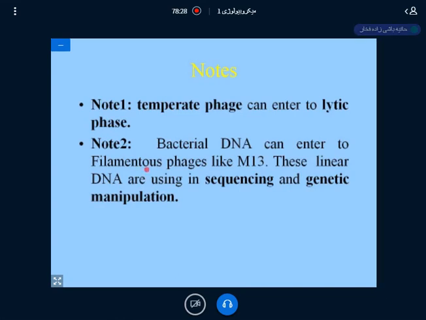Note, temperate phage can enter the lytic phase, and bacterial DNA can enter filamentous phage like M13. These linear DNAs are used in sequencing and genetic manipulation. Right? I want to continue.